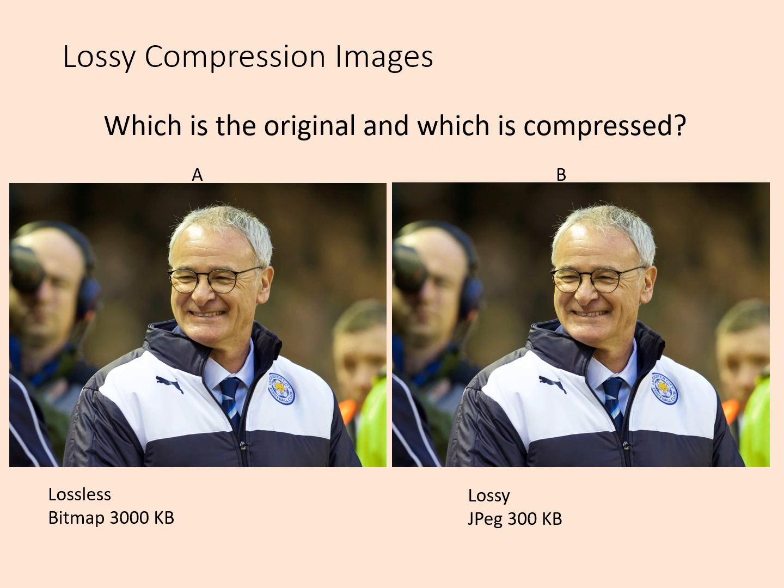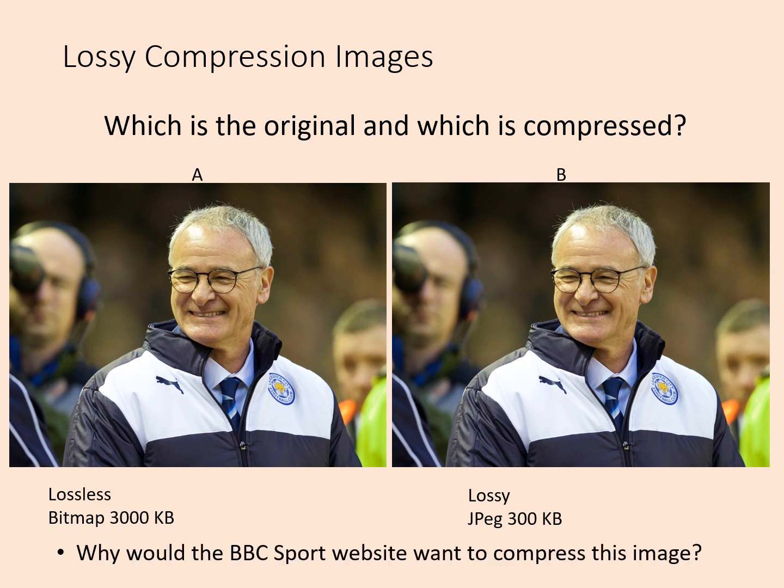So you can see that means we can store 10 times the amount of images on our disk. Also, if this is being used to make a website, it means that the website's going to load faster because it's taking up less memory, or it'll download faster because it's a smaller file which has to travel over the internet. So you can see lossy compression does have a place, and if it's used well, can actually get some really, really good results. So why would the BBC Sport website want to compress this image? Because it means that they can store more pictures on their web server, and the website will download faster to people's computers.